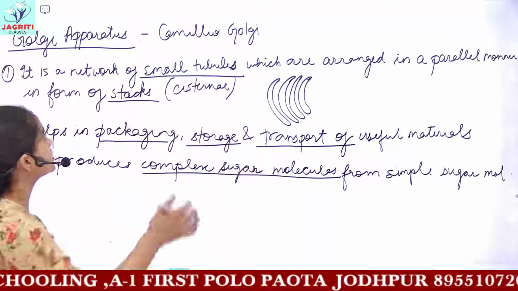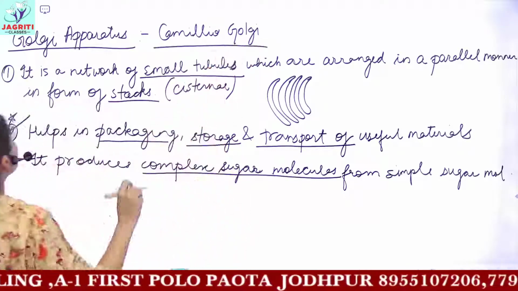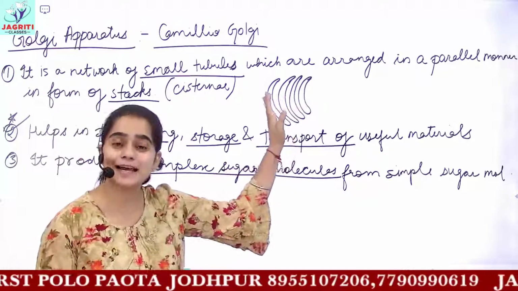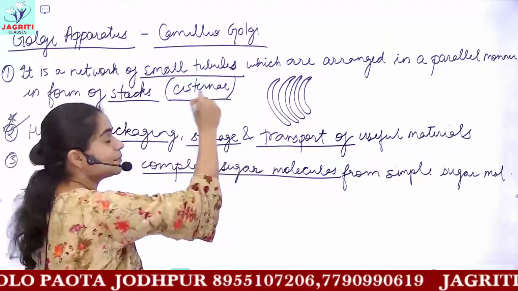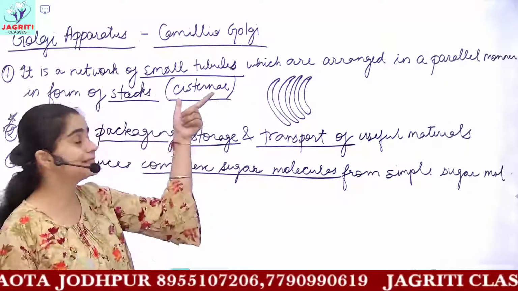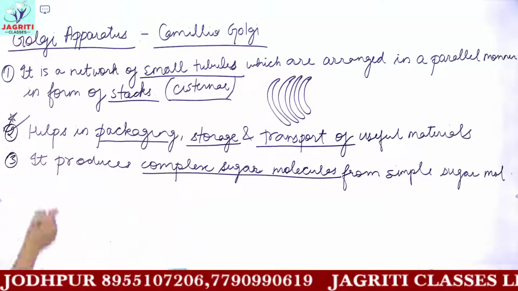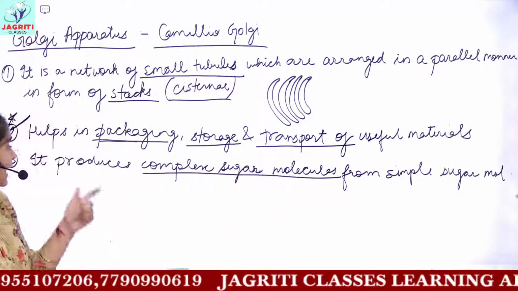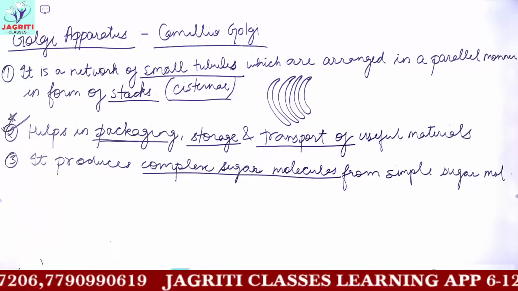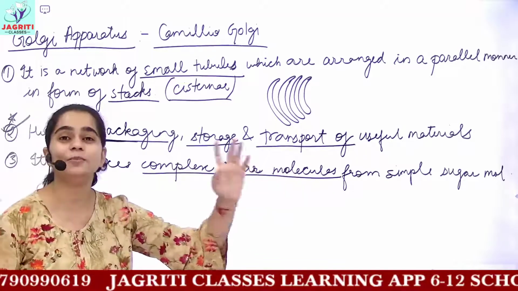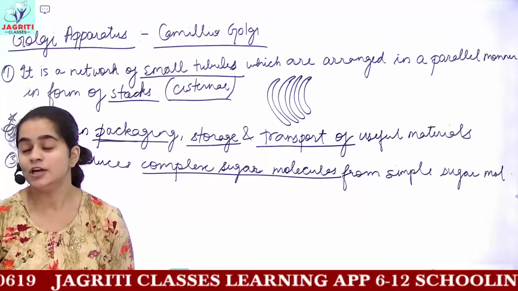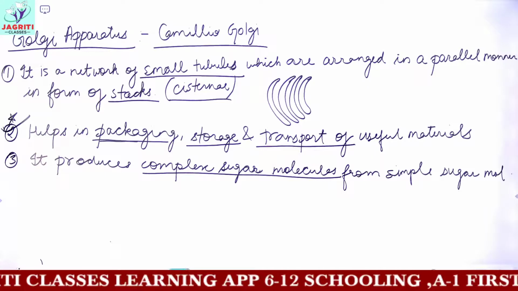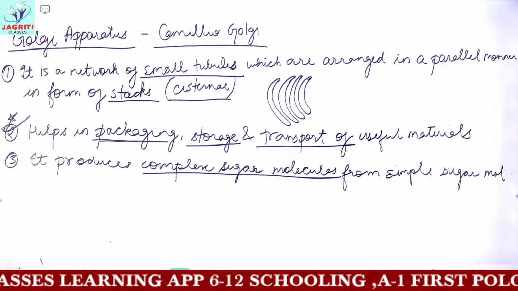Golgi apparatus was discovered by Camillo Golgi. It is a network of small tubules which are arranged in a parallel stack-like manner. These parallel stack-like arrangements are called cisternae. Then the major function is packaging, storage, and transport. And then it helps in the production of complex sugar molecules from simple sugar molecules. Then you have certain questions given in the NCERT books. Please do practice all the questions which are given.